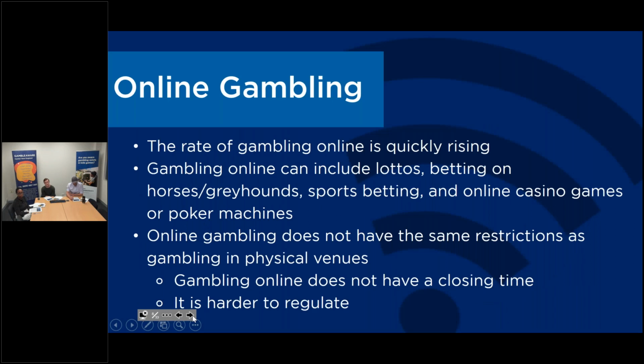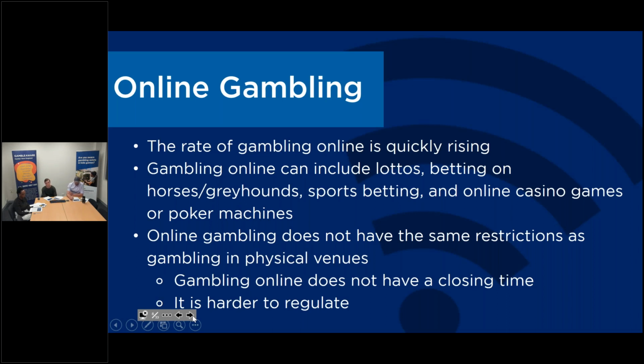And so, as I touched on before, there's an increase in the rate of gambling online, and there are a few issues associated with that. Gambling online can include lottos, betting on horses and greyhounds, sports betting, and online casino games or poker machines. One of the issues is that it doesn't have the same restrictions as physical venues.